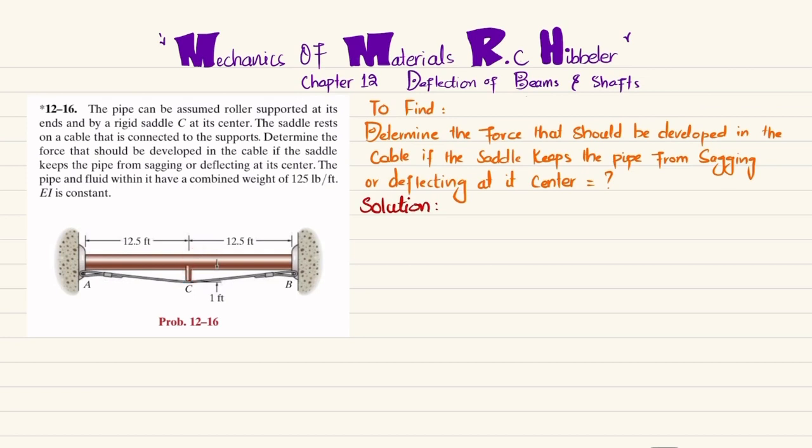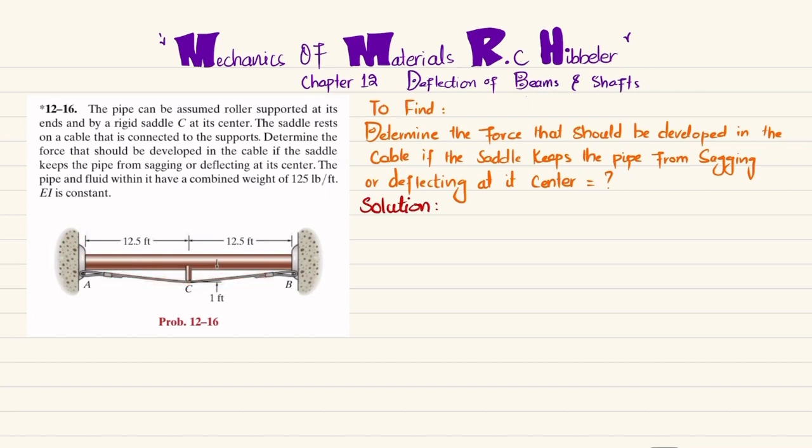And due to the weight of the pipe and the fluid it carries, there is a uniformly distributed load having magnitude of 125 pounds per feet. So due to this loading, the beam will behave like this. Clear? So we have to find the force that is developed in this cable. So let's start with the solution.